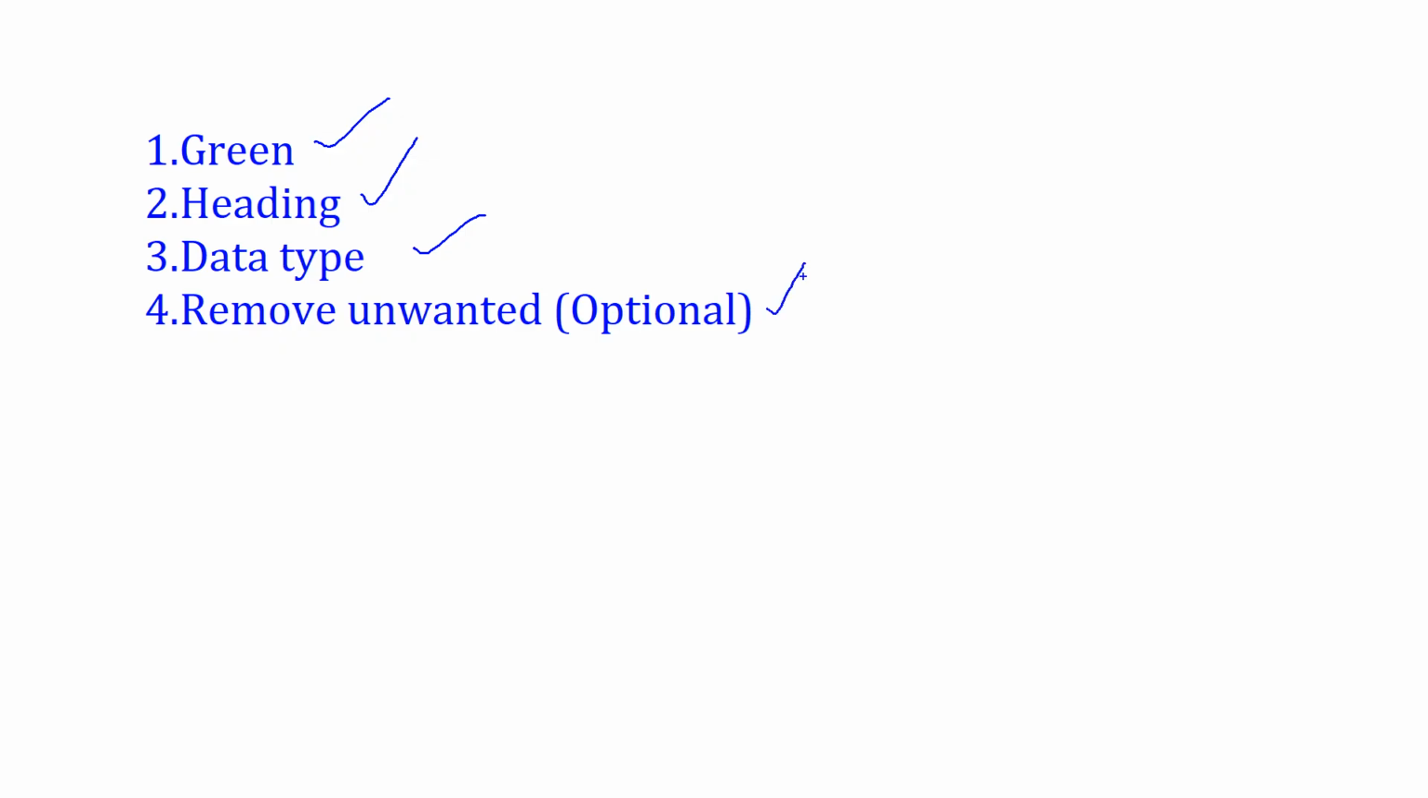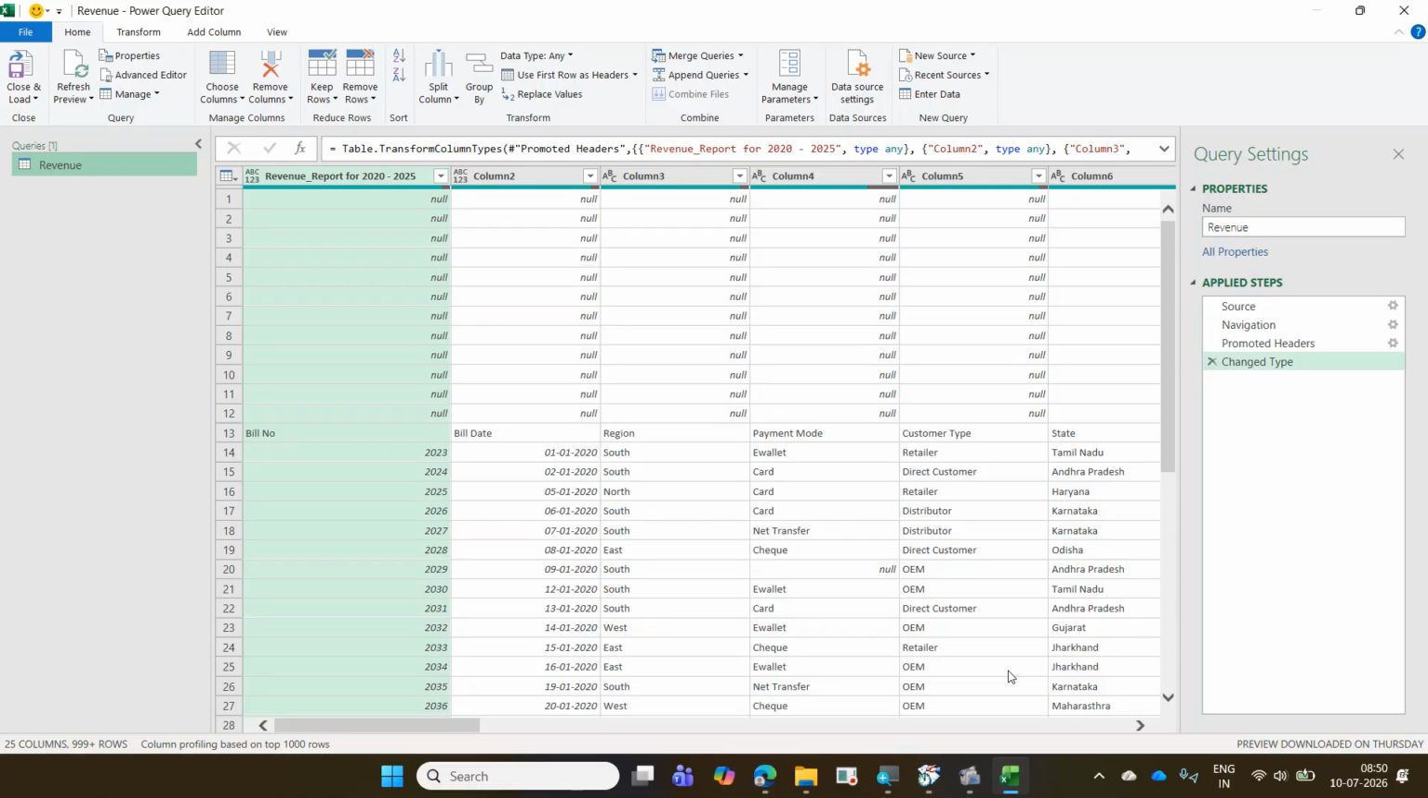So let us start with the first one, green. I want to check whether my data is green or not. How do we do that? When I land in Power Query, a table heading is automatically created. It always takes the first row as the heading. Unfortunately, in my source data, the first row is not a heading. No problem, we'll modify it. It treats the first row as the heading, and other rows as your data.